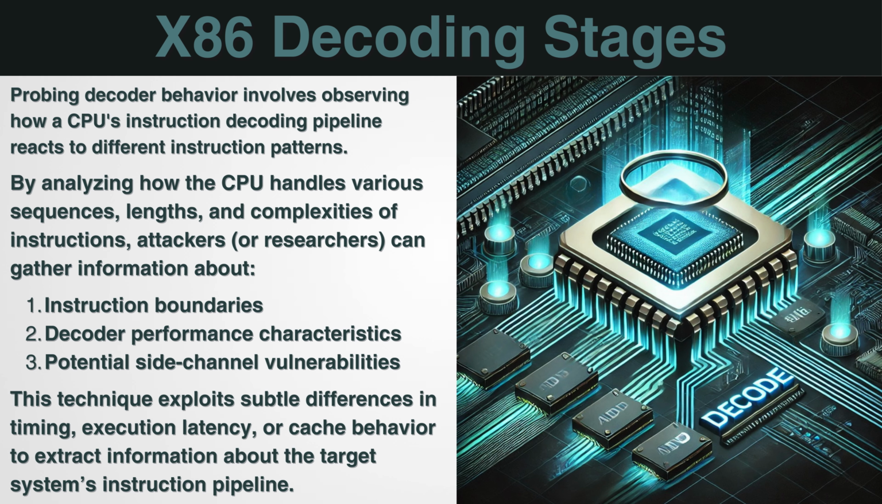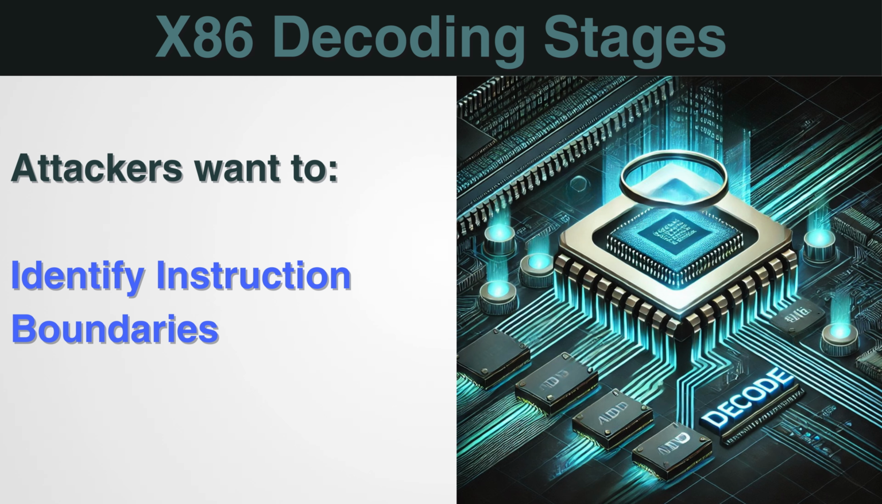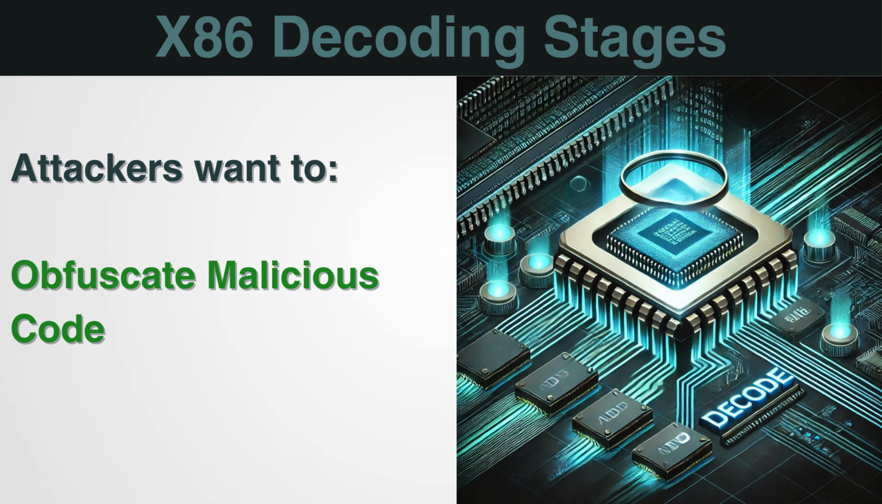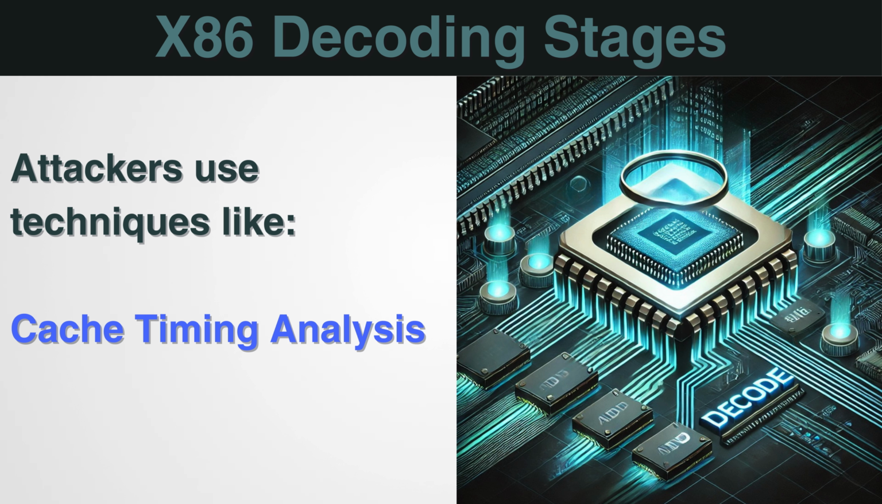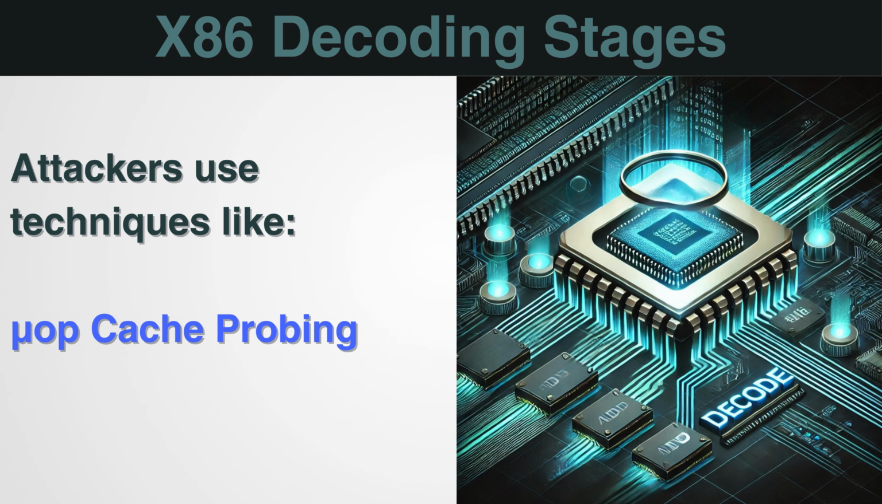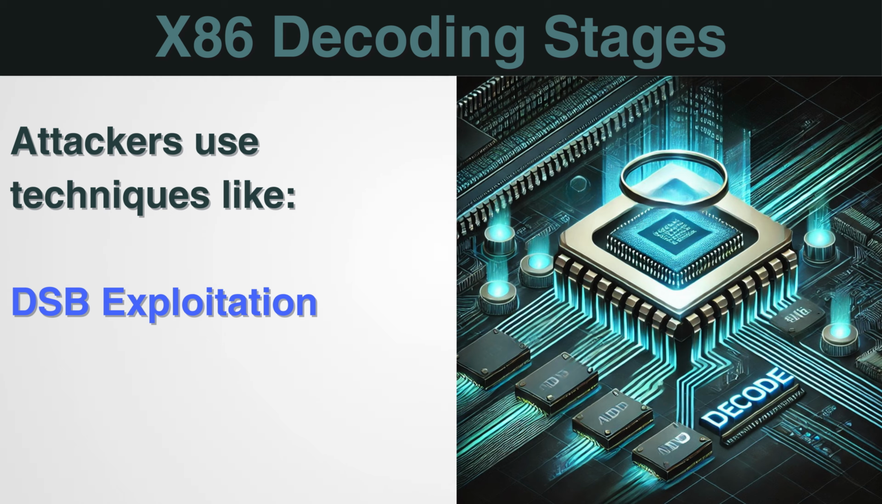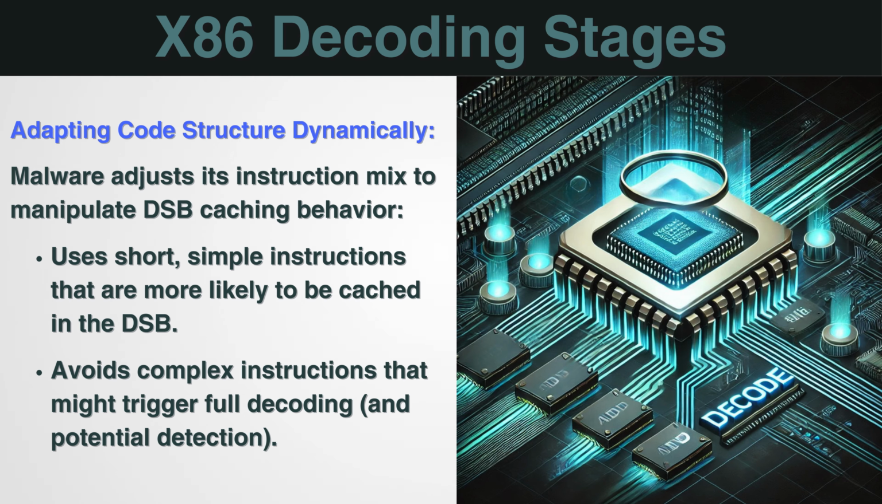Probing decoder behavior involves observing how the CPU's instruction decoding process reacts to different instruction patterns. The goal is to identify instruction boundaries, to obfuscate malicious code, to bypass security hooks like inline hooks from EDRs and antivirus software, and detect micro-op behavior anomalies to leverage microarchitectural attacks. They use techniques like cache timing analysis, micro-op cache probing, and DSB exploitation, where the micro-op cache stores decoded instructions to improve performance.